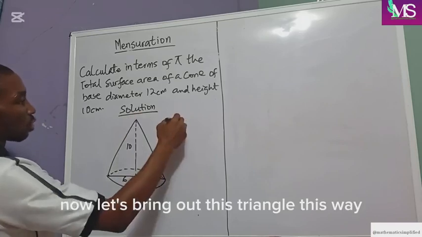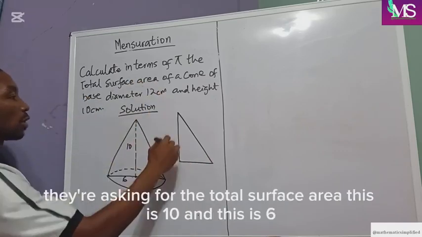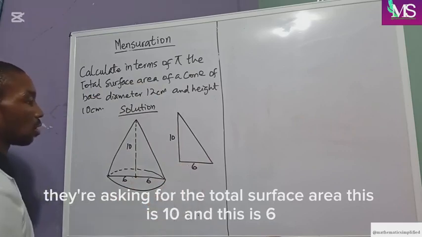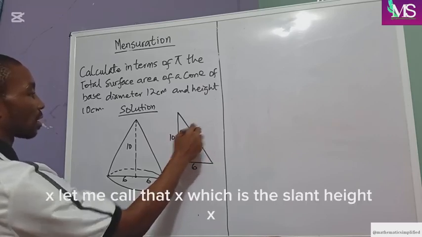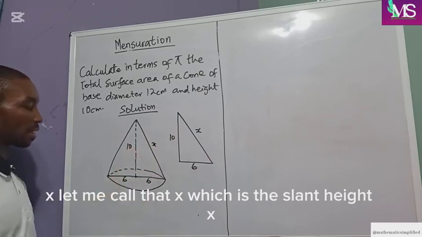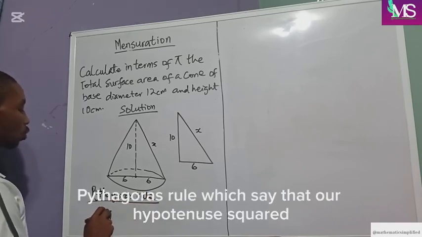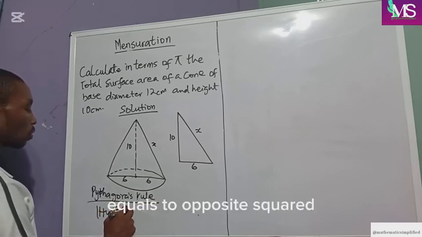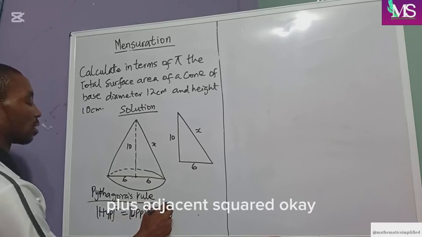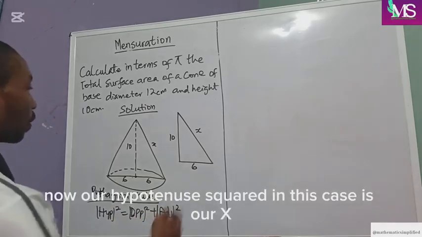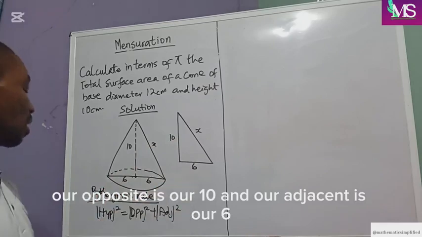Now let's bring out this triangle this way so that we can calculate, since they're asking for the total surface area. This is 10 and this is 6. Now we can calculate our x, let me call that x, which is the slant height. Using Pythagoras theorem, we say that our hypotenuse squared equals the sum of opposite squared plus adjacent squared. Our hypotenuse in this case is x, our opposite is 10, and our adjacent is 6.